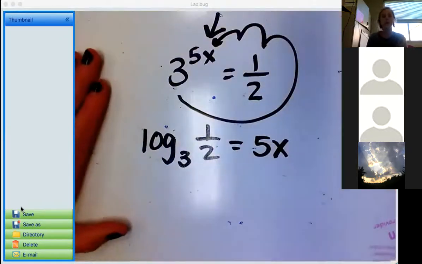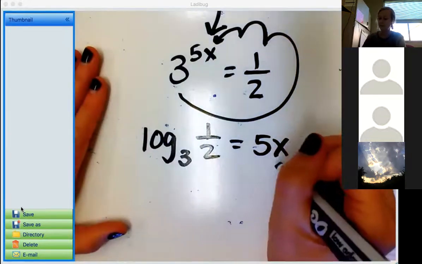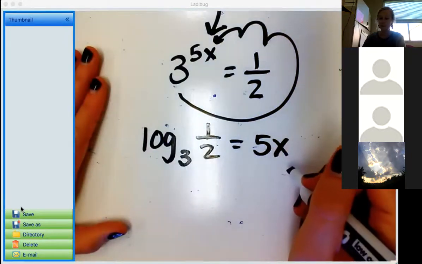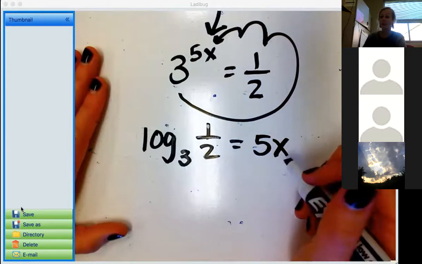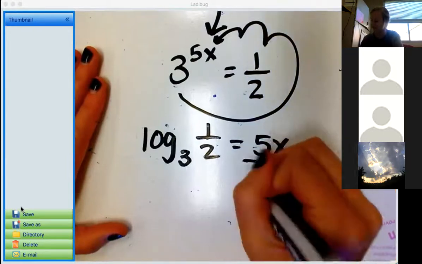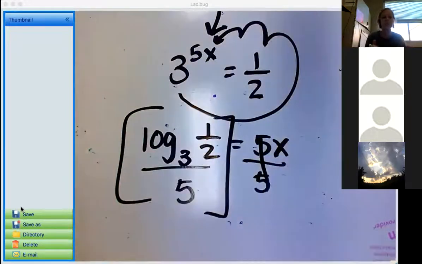And so from here, Kevin, what'd you do? I solved the log. I put log base 3 of 1/2 in a calculator. And then divided by 5. Good, divide by 5. Very good. So you could also type this in the calculator and you should get the same thing.